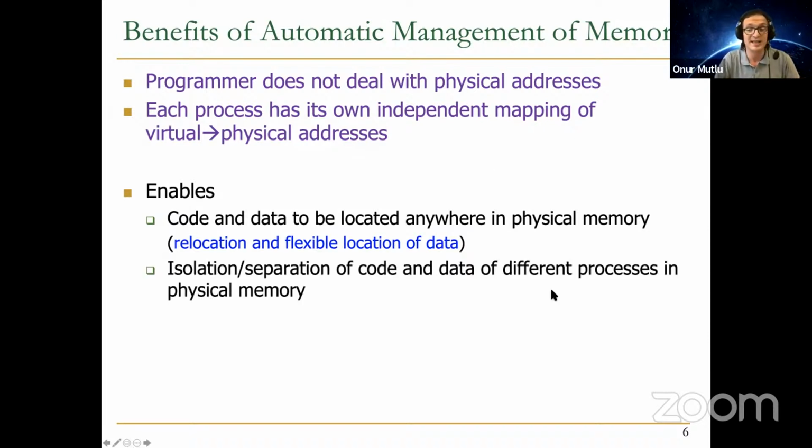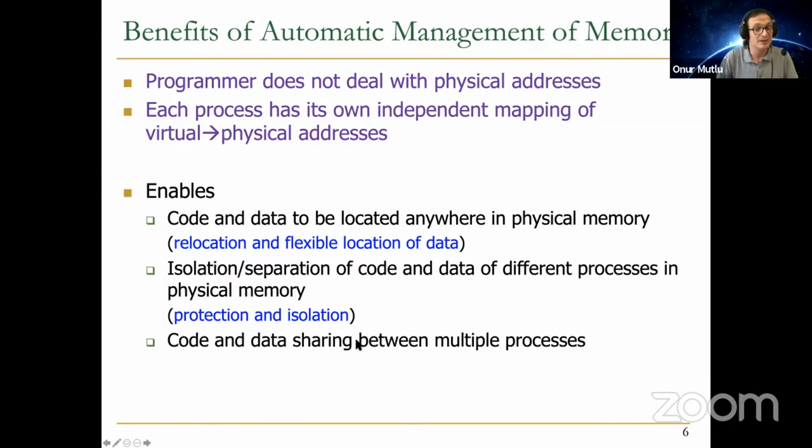Isolation and separation of code and data of different processes in physical memory is enabled, as I mentioned, because each process has its own independent mapping of virtual to physical addresses. This leads to protection and isolation between different processes that are running concurrently in the system. So it enables multi-programming. One of the reasons why virtual memory was not present in very early systems is because those systems were not multi-programming systems. They were belonging to a single program. You were not executing other programs concurrently. But today, almost all systems are multi-programming systems. And if you want protection and isolation, virtual memory is one way of doing it.